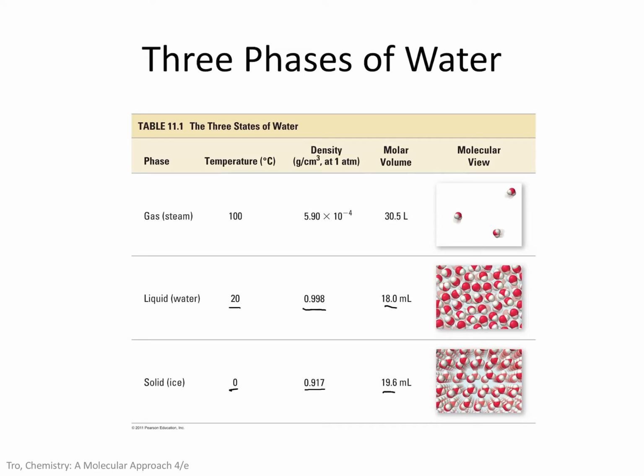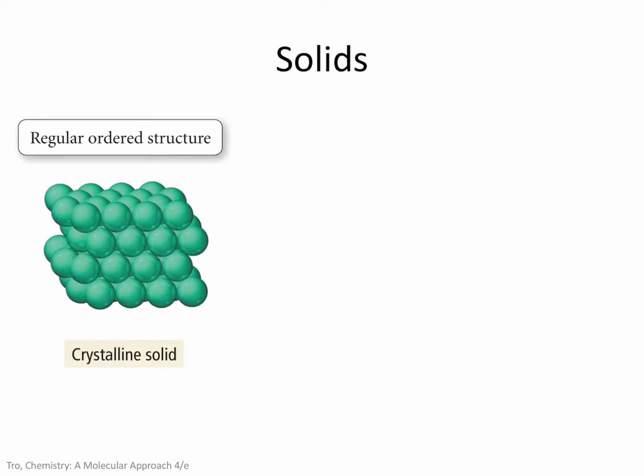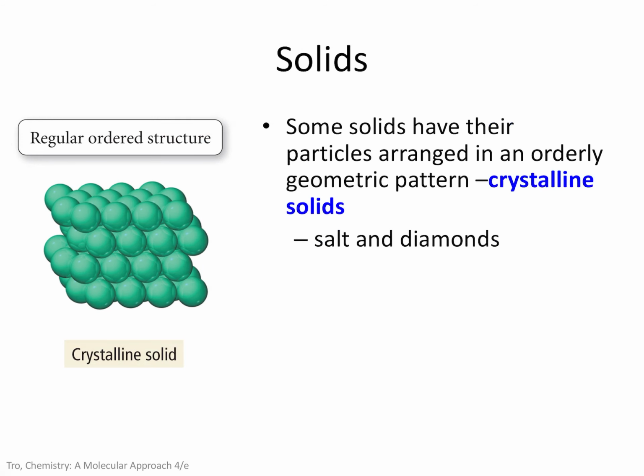So looking at those 3 states individually. So solids. Here's a little picture of a solid. Solids are very compact and tight, ordered, structured together. So there's 2 types of solids that we look at, a crystalline solid and an amorphous solid. Some solids have their particles arranged in an orderly geometric pattern, here seen on the left. These are crystalline solids. Again, high attraction, very compact and tight, want to be close together. Good examples of that, when they're very orderly together, are salt and diamonds.